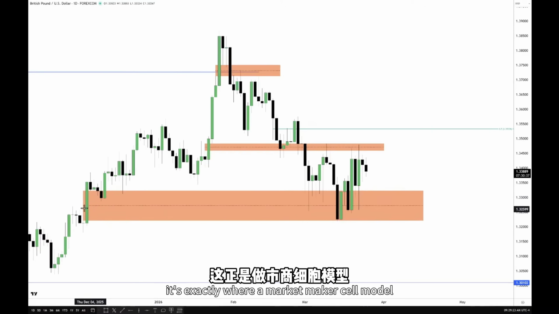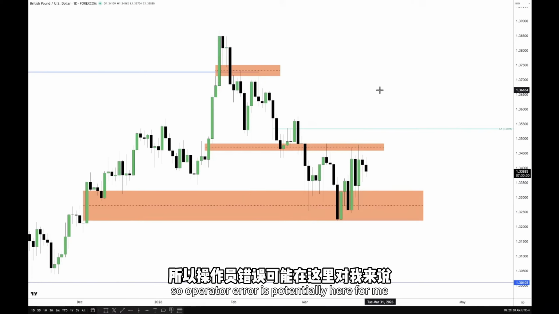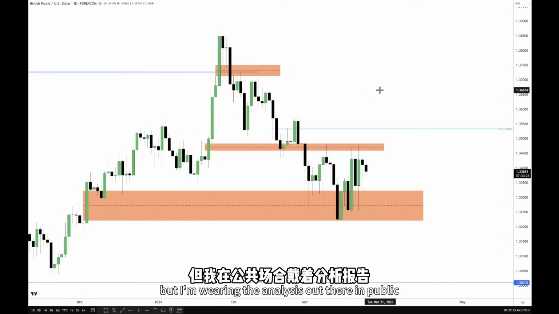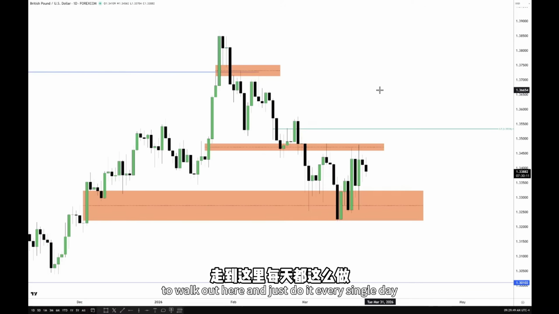It's exactly where a market maker sell model would fail and go the other direction if I'm wrong. So operator error is potentially here for me, but I'm wearing the analysis out there in public. That way I want you to see if it's wrong. It's probably going to be a very beneficial thing for you to see that, because I'm being challenged right now in these market conditions.